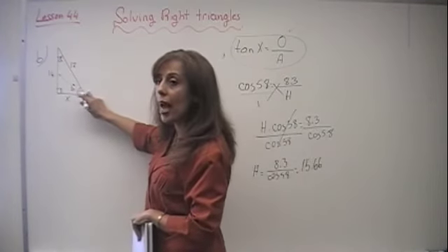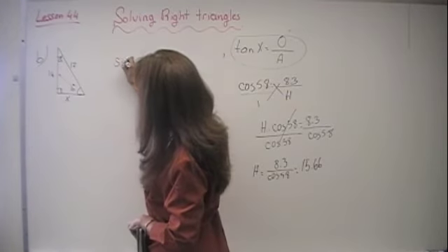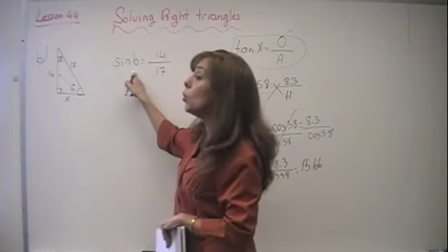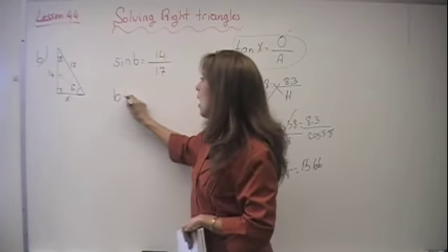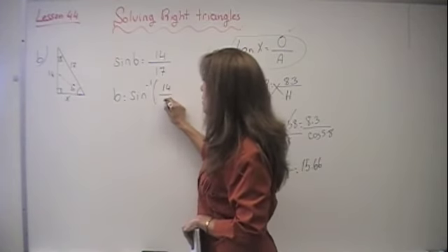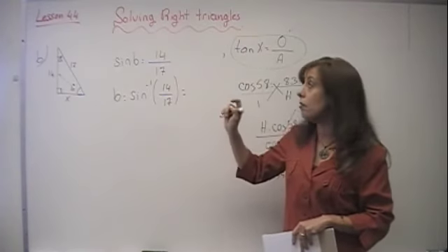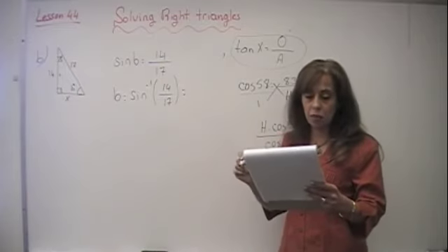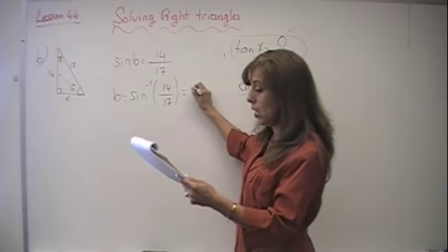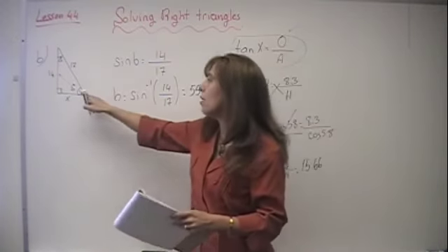To find the angle, I need to use the inverse, correct? So let's start with sine B equals 14 over 17. To find B, I'll put sine inverse of 14 over 17. This way you can do it in one step. The inverse sine of 14 over 17 will give me the angle B. Also, round to the nearest hundredths, and that would be 55.44 degrees. This is the angle B.